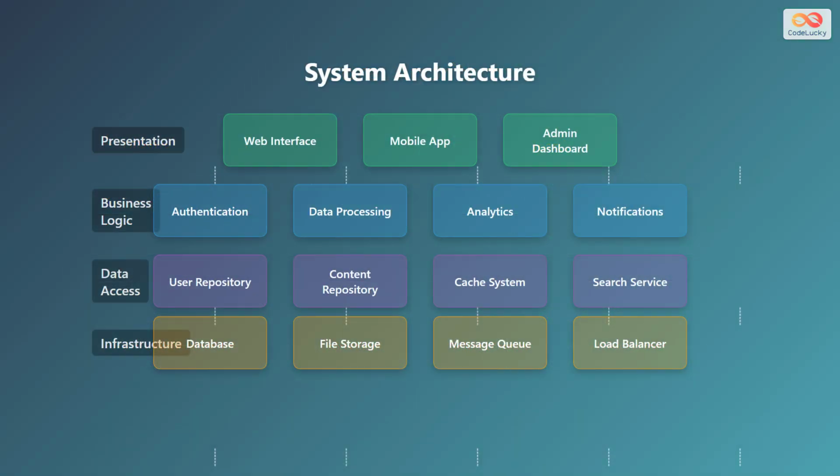This is the system architecture of the DSA-based project. First, we have the presentation layer, also known as the user interface layer, which contains the web interface, mobile app, and admin dashboard. Second, the business logic layer, which contains authentication, data processing, analytics, and notifications. Third, the data access layer, which contains the user repository, content repository, cache system, and search service. Fourth, the infrastructure layer, which contains the database, file storage, message queue, and load balancer.